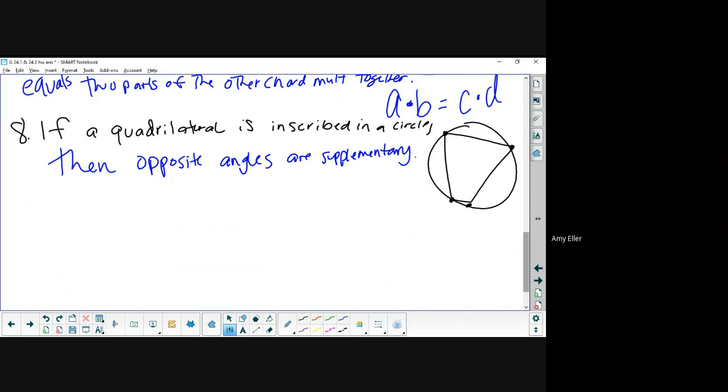So here's how I draw opposite angles supplementary. I pick any angle, I'll call it A. And I'm going to pick the opposite one, so not next to. I'm going to call it C. You can call it whatever you want. Pick two angles that are opposite and show that they're supplementary. So I would say measure of angle A plus measure of angle C equals 180.